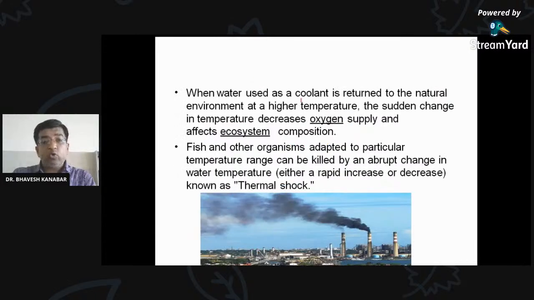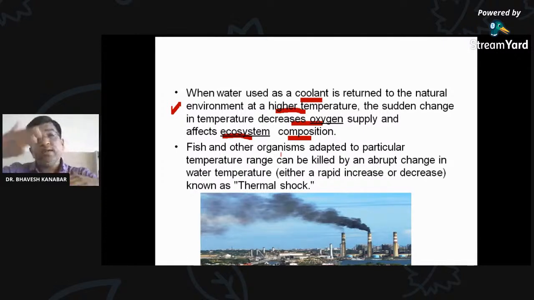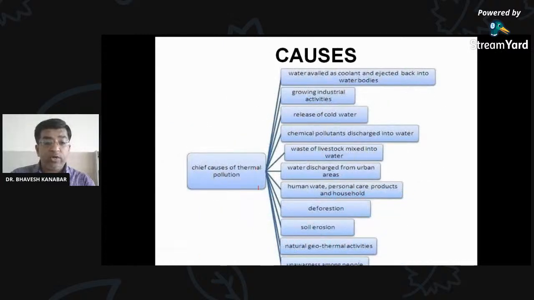When water is used as a coolant, remember these things are very important. When water is used as a coolant in industry as well as in our vehicles, it is returned to the natural environment at a higher temperature. So after use in industry or vehicles, this water is returned into the environment at a higher temperature, and the sudden change in temperature decreases oxygen supply and affects ecosystem composition. Fish and other organisms adapted to a particular temperature range can be killed. Even a sudden increase of 1 to 2 degrees can kill these fish. This condition is known as thermal shock.